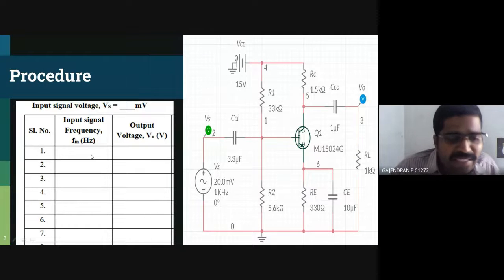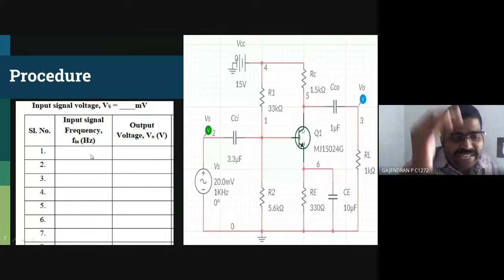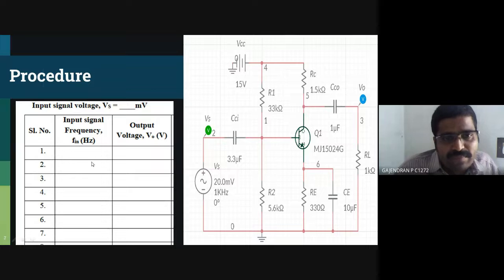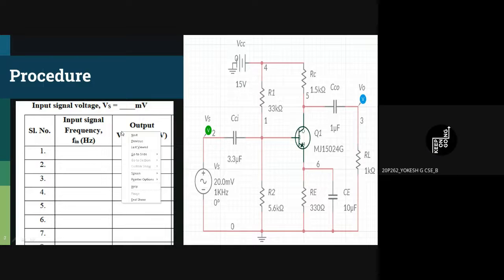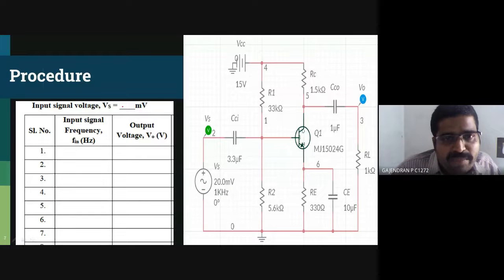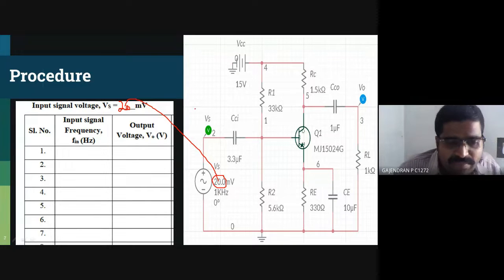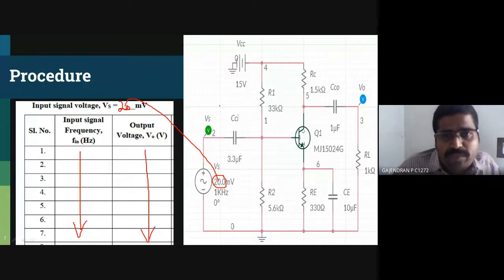So in the tabulation, can anyone tell me which one is the fixed one for the entire experiment? Which parameter is the fixed one? Vs. Input signal. How much will you write? 20 millivolt. Copy and paste it over here. Is it clear, sir? Yes, sir. Now we need to start changing the frequency and accordingly measure the output voltage.